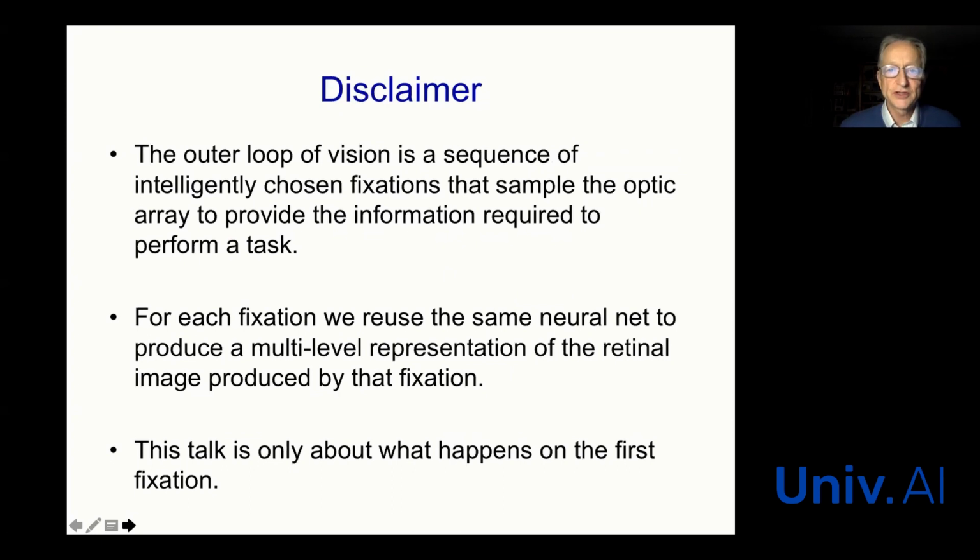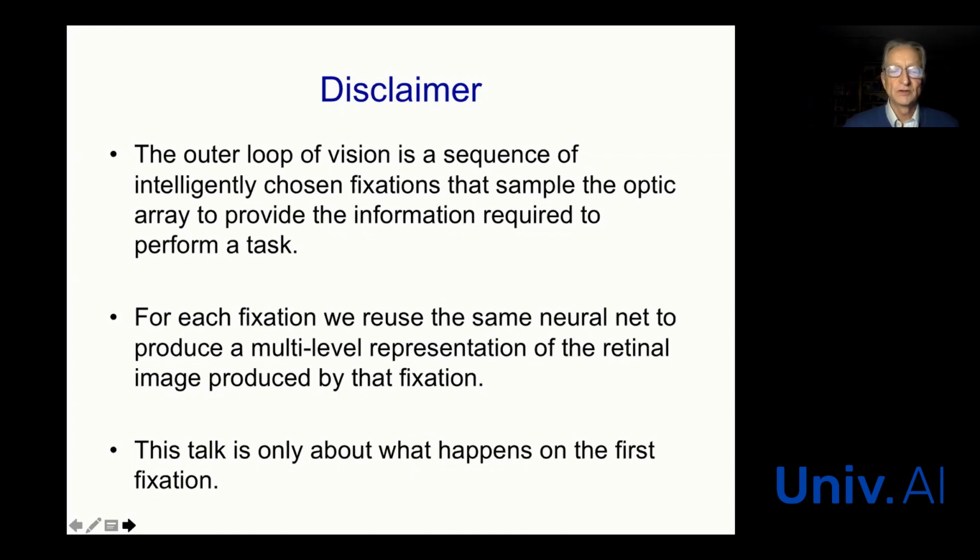Before I introduce the Glom architecture, I want to make a disclaimer. The disclaimer is that Glom isn't meant to be a model of the whole of vision. Vision is basically a sampling process. You don't process the whole image all at once. You look at some place, and a small region there you see in very high resolution with your fovea, and the rest of it you see in much lower resolution. The outer loop of vision consists of looking around in an intelligent way to sample the bits of the image that are going to give you the information you need to perform some task.